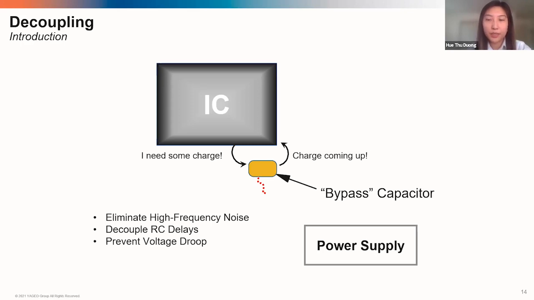These capacitors are mounted as close as possible to the IC and essentially act as a local reservoir of energy, which helps maintain a stable voltage level and supply fast power. Decoupling capacitors protect the IC against high frequency noise on the bus, decouple RC delays that contribute to lowering bus levels, and prevent the IC from being impacted by a voltage droop that can occur if there are numerous devices demanding power all at the same time.